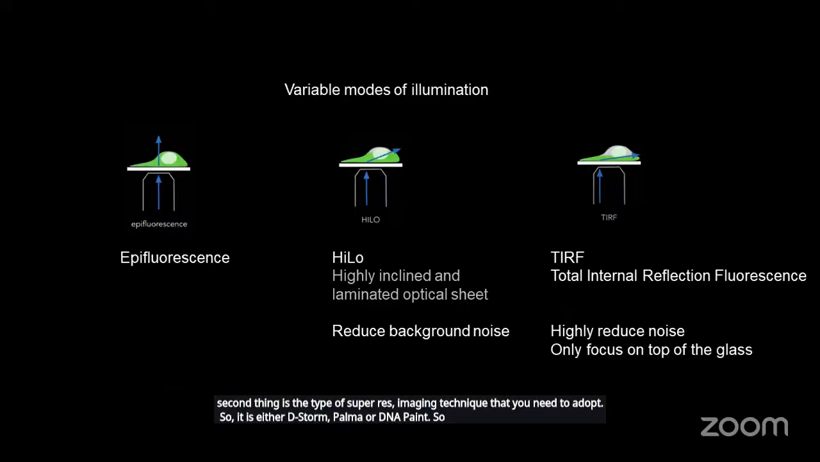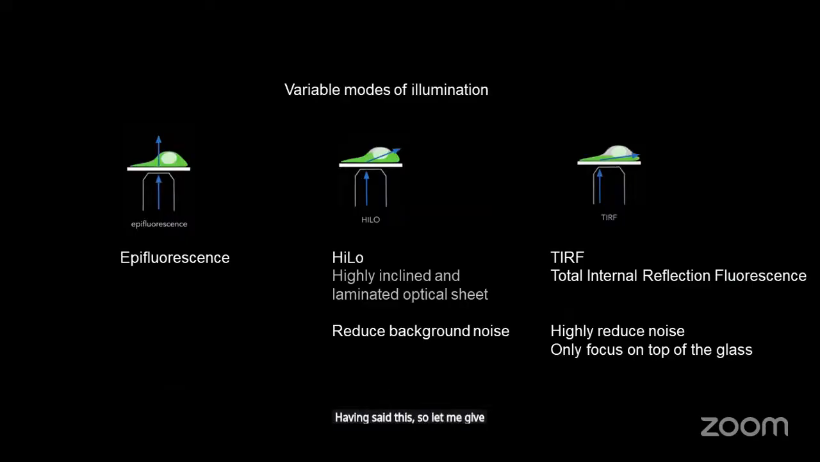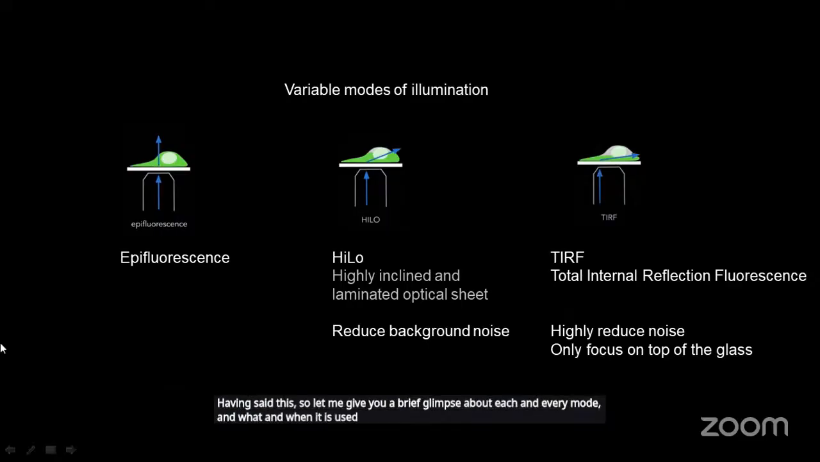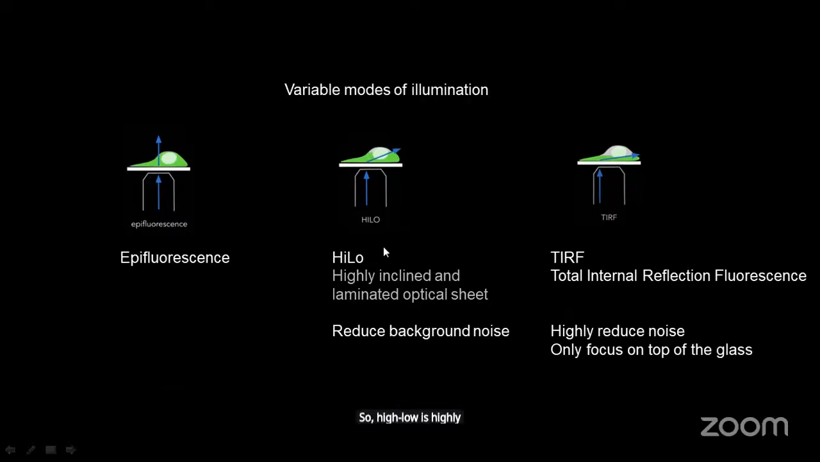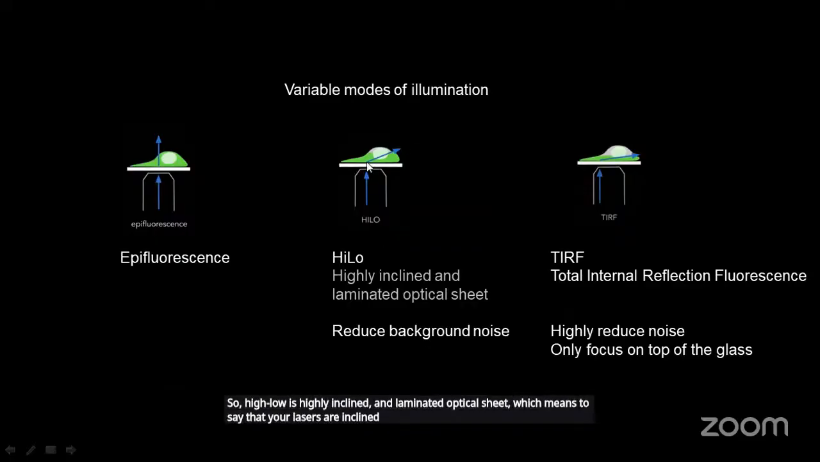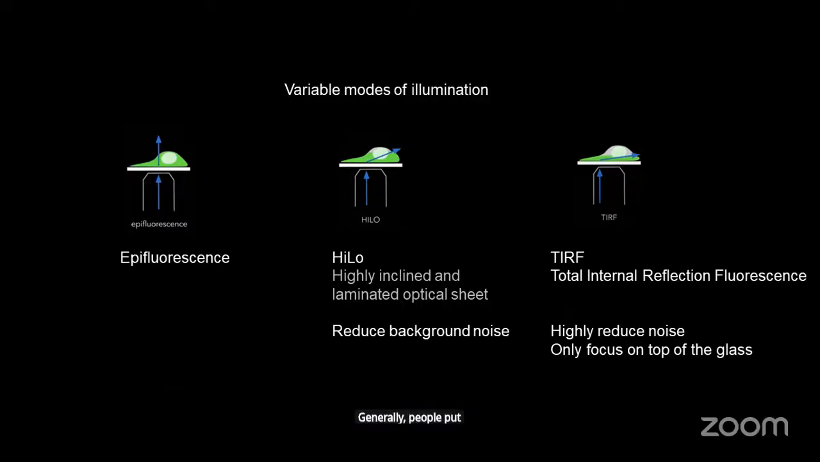Having said this, let me give you a brief glimpse about each mode and when it is used. Epifluorescence mode is generally used when you want entire cell imaging, or when you are trying to look at bigger scale events. HiLo is highly inclined and laminated optical sheet, which means your lasers are inclined to the cytoplasm level. So when you're looking at cell organelles like the ER or Golgi, and you just want to focus on the organelles inside, generally people put on HiLo mode. This reduces the background noise and so on.